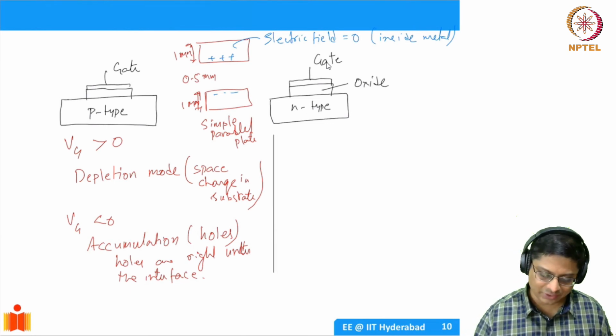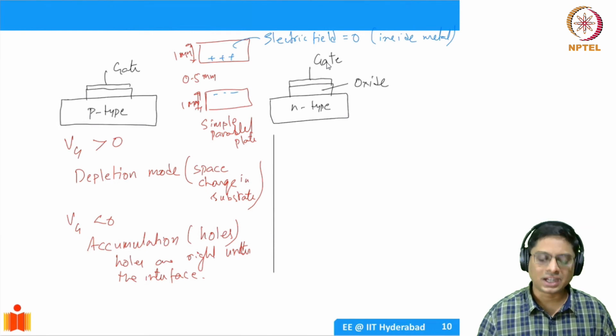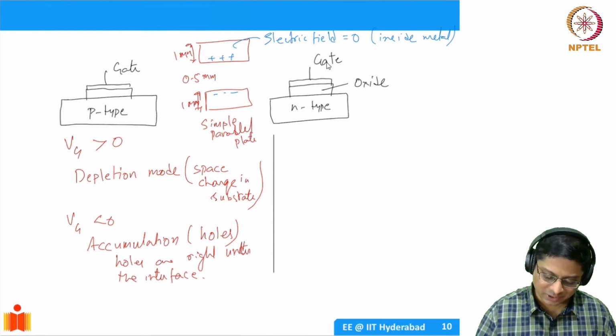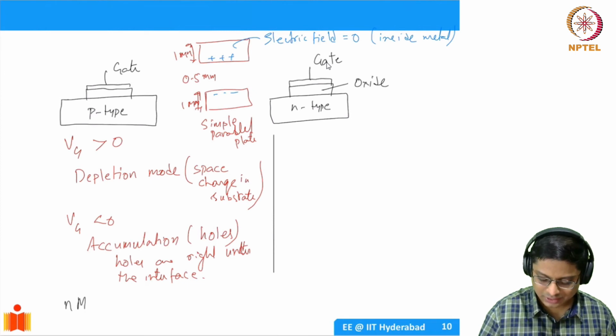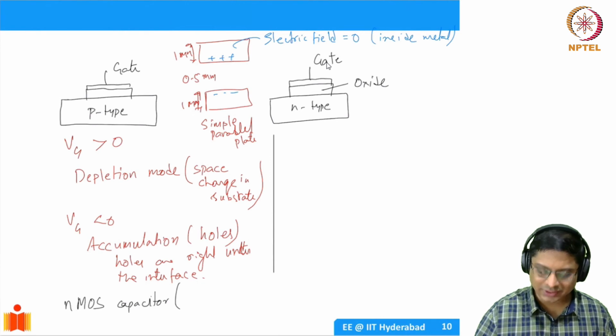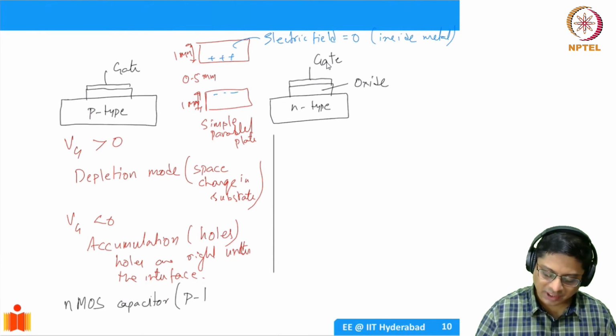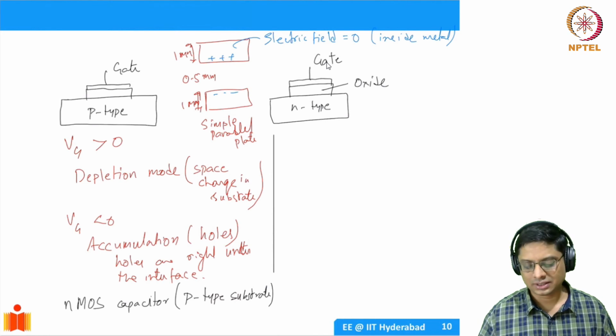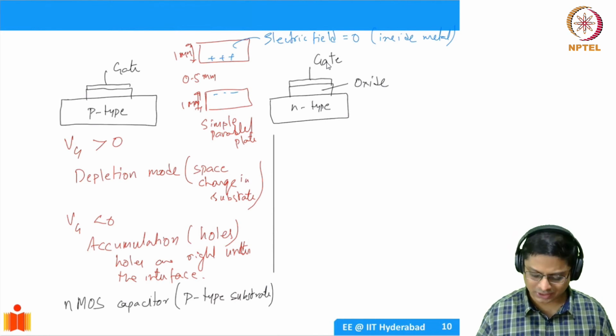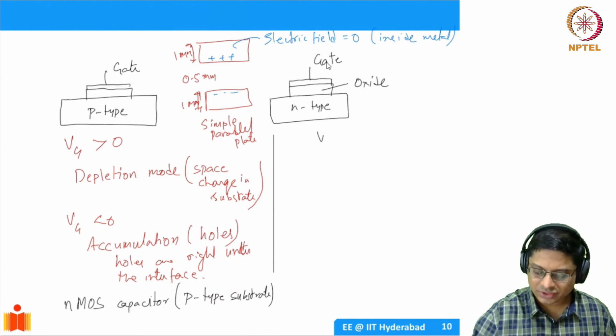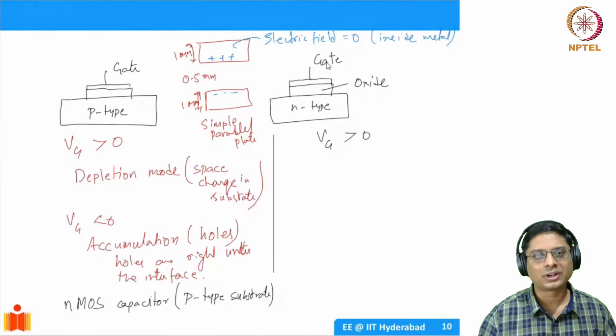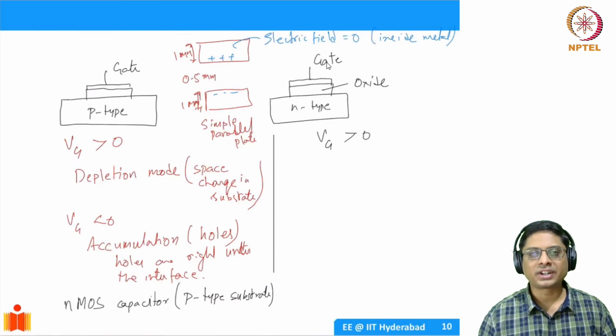All right. So you have this for a p-type semiconductor, and when you have this sort of configuration, we will call it an NMOS capacitor. It will become clear why we call it that. So if you say an NMOS capacitor, we are talking about a p-type substrate. I can also have an n-type substrate, right? If I have an n-type substrate, what happens when my gate voltage, Vg, is greater than 0?